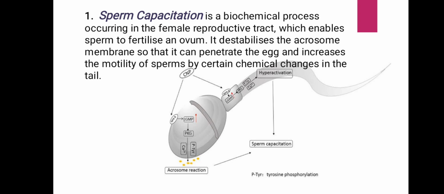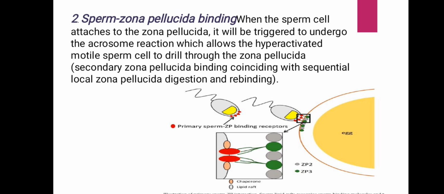It destabilizes the chromosome membrane so that it can penetrate the egg and increases the motility of sperm by certain chemical changes in the tail. Second is the sperm zona pellucida binding. When the sperm cell attaches to the zona pellucida, it will be triggered to undergo the chromosome reaction, which allows the hyperactivated motile sperm cell to drill through the zona pellucida, or secondary zona pellucida binding coinciding with sequential local zona pellucida digestion and rebinding.